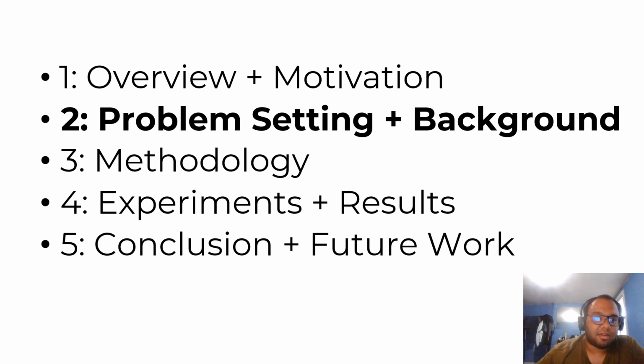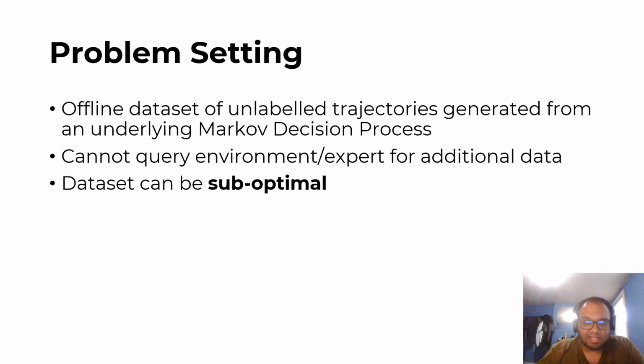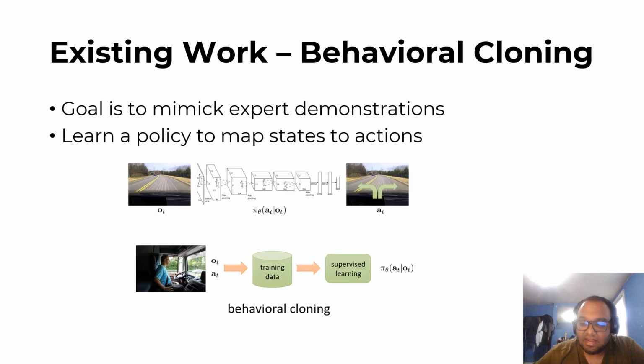Now, given this overall overview and motivation, let us move on to the problem setting that I deal with in my project. So in this work, we consider an offline dataset of unlabeled trajectories generated from an underlying Markov decision process. We restrict ourselves to an entirely offline setup, so the agent cannot query the environment or expert for additional data. One key difference in this problem setting is that the dataset can be suboptimal. That is, we do not have a requirement for the dataset to be generated by an expert demonstrator.